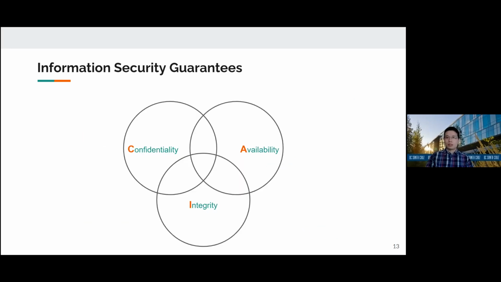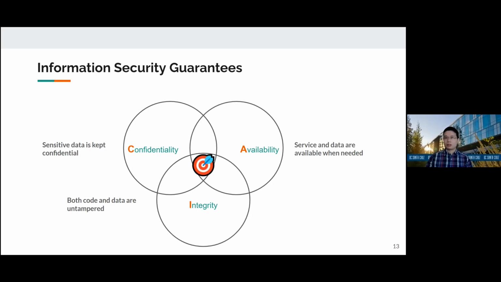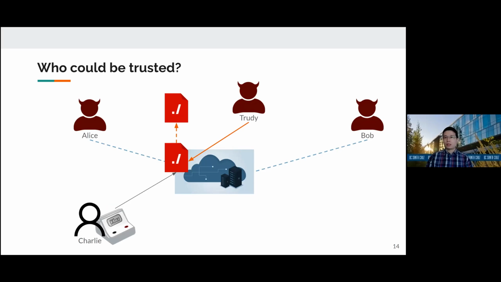So based on the given example, what defines a secure application? First, we want our sensitive data kept confidential. And we also need to ensure both code and data are untampered, and that servers and data are available when needed. So our goal is the combination of all of these three principles. And those are also the famous three principles of information security. But who do we trust to enforce all of these three principles?